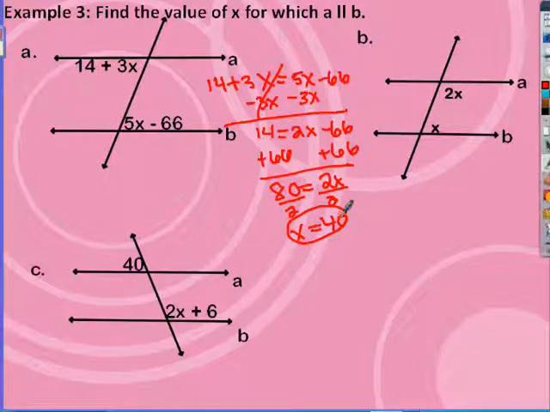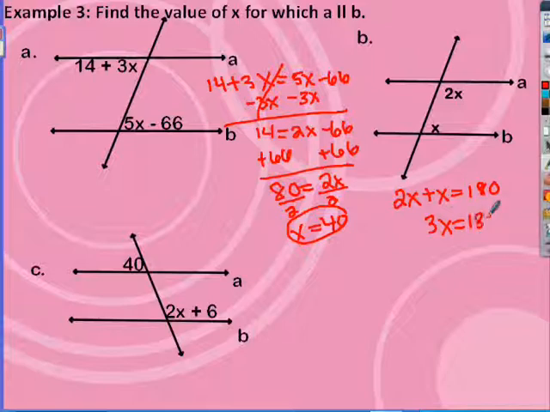Looking at this next diagram, think to yourself, what is the relation between that 2x and the x? Well, they're same side interior. In order to show that these lines are parallel, same side interior angles have to be supplementary. So we're going to add these up and set them equal to 180. 2x plus x is 3x. Divide by 3. So x equals 60.